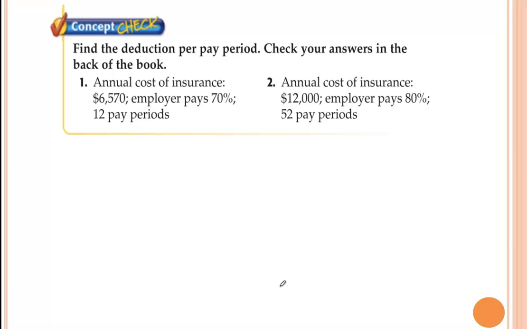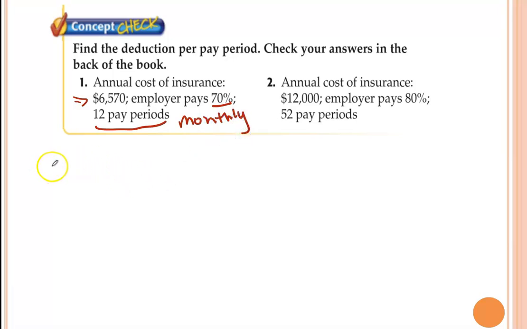So let's look at two examples. Again, you must write down these examples on your sheet. Find the deduction per pay period. Check the answers in the back of the book. It's going to give you a few things here. Here's your annual cost of insurance. Here's how much the employee pays, and this is how many pay periods, monthly, right?